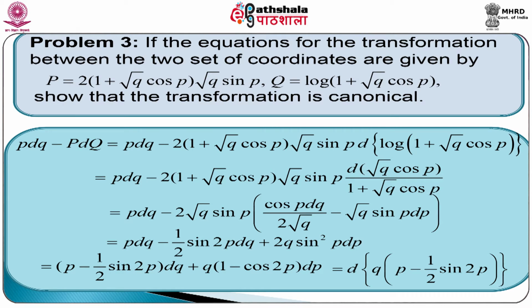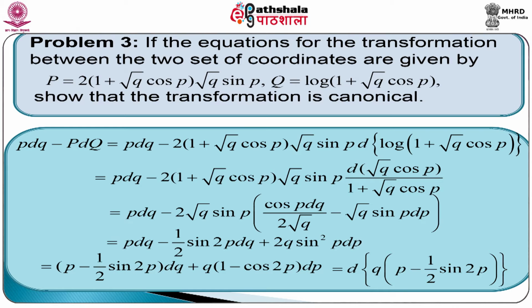Consider the third problem. If the equations for the transformation between the two set of coordinates are given by capital P equal to 2 into 1 plus root q cos p into root q sin p, capital Q equal to log of 1 plus root q cos p, show that the transformation is canonical. We have to show that small p into dq minus capital P into d of capital Q is an exact differential.